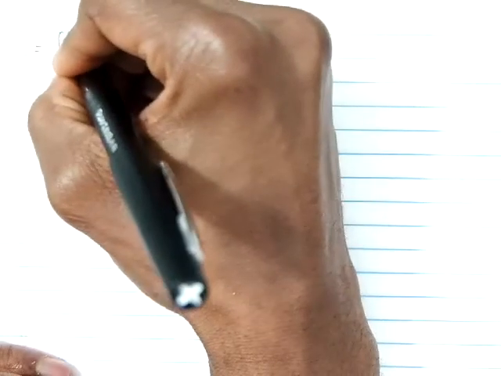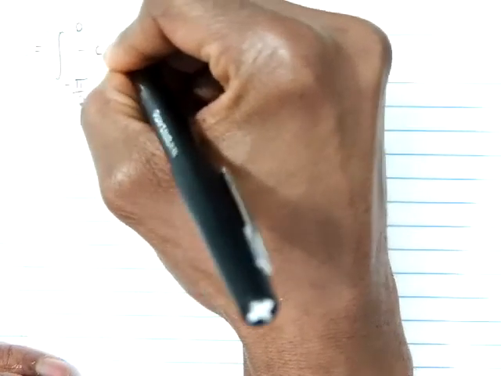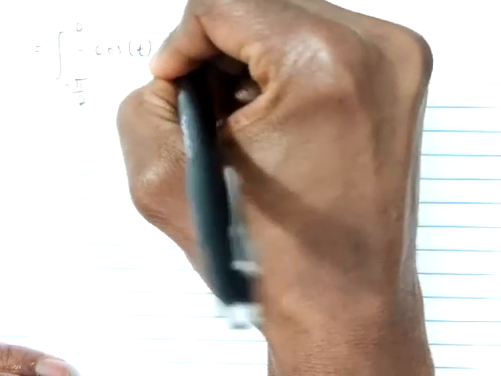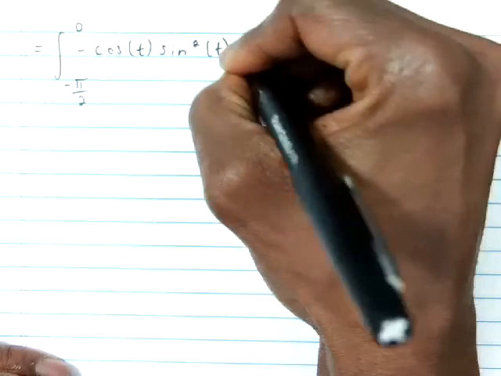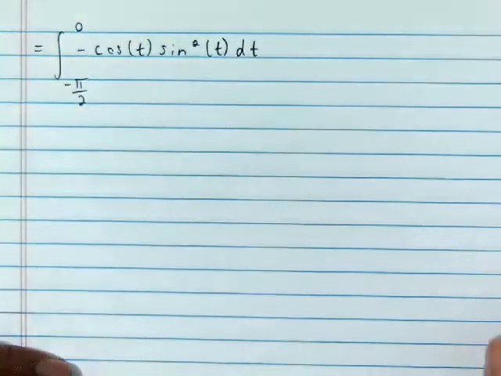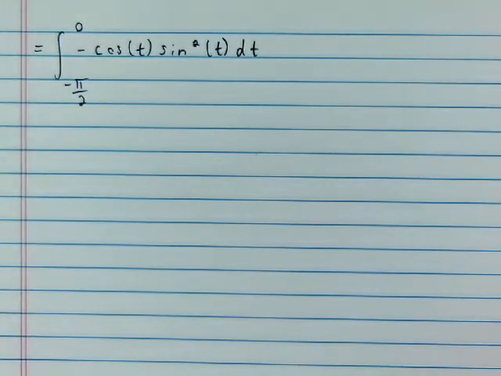So that equals the integral from negative pi over 2 to 0 of negative cosine of t times sine squared of t dt. And then we're back in calculus 1 again, and we can just do this with a u substitution. You can evaluate that integral.